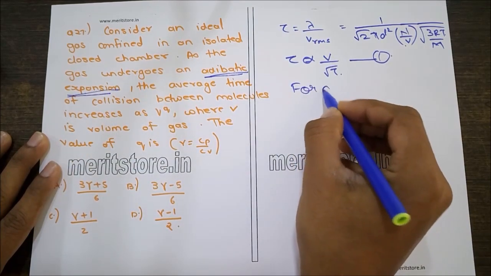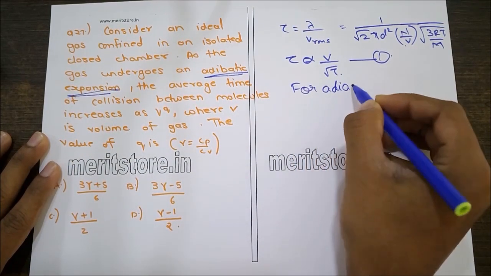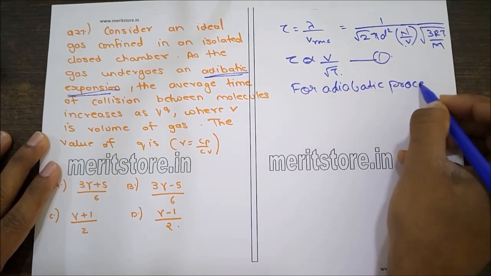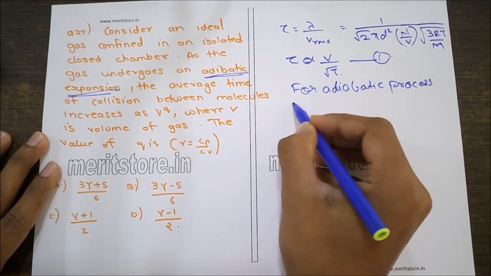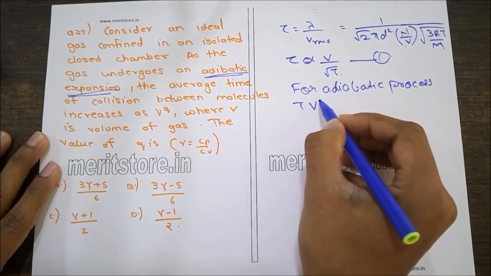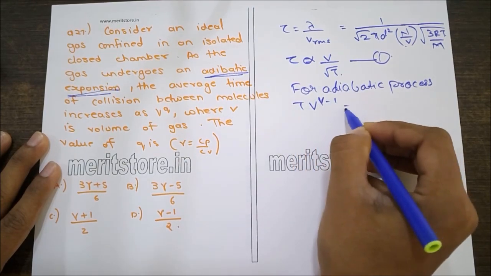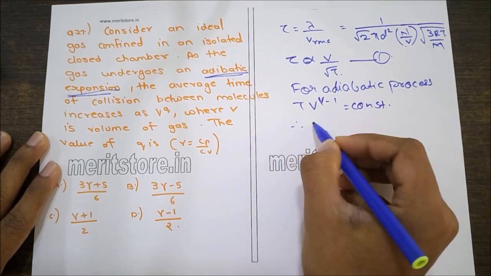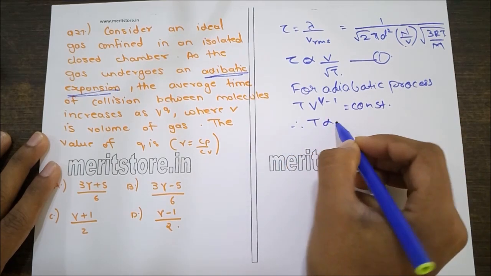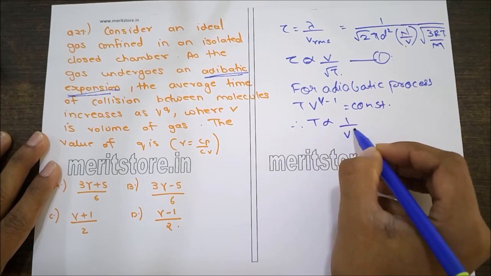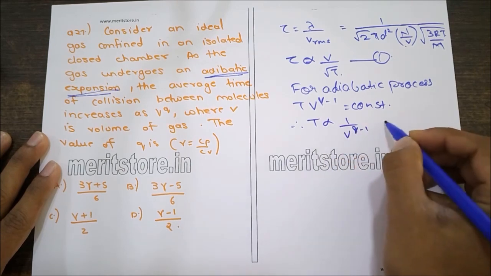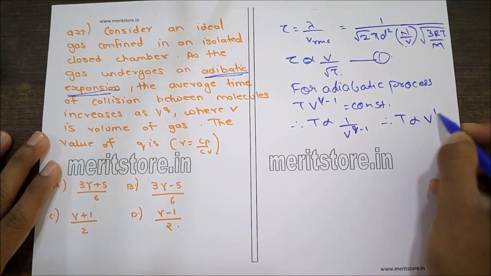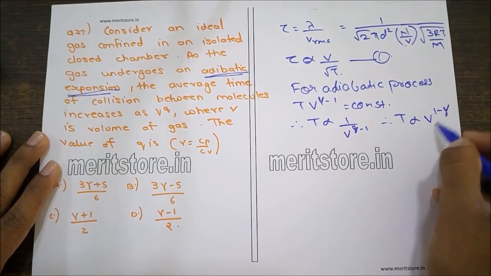so for adiabatic process, t into v raised to gamma minus 1 is equal to constant. So therefore t is proportional to 1 upon v raised to gamma minus 1. So that can be written, t is proportional to v raised to 1 minus gamma.